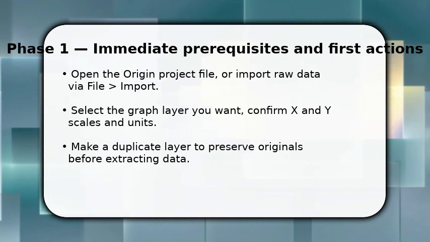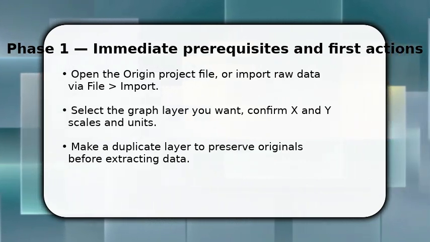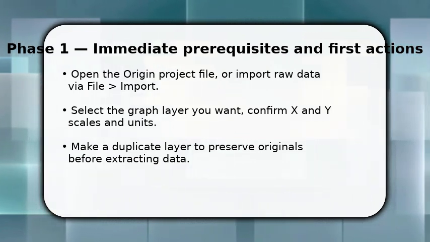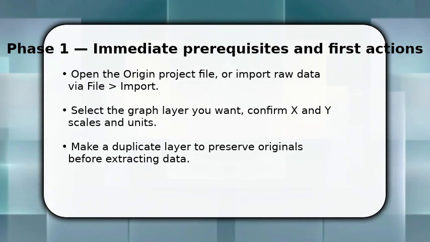Once done, show the data reader toolbar and enable point selection mode. You will use it right away to pick coordinates directly from the plotted curve, not from the worksheet.